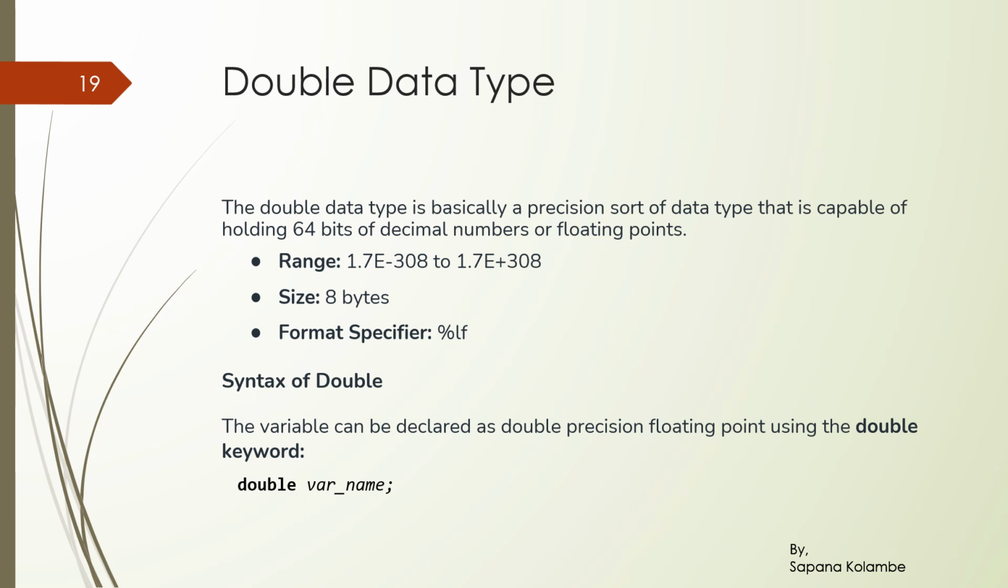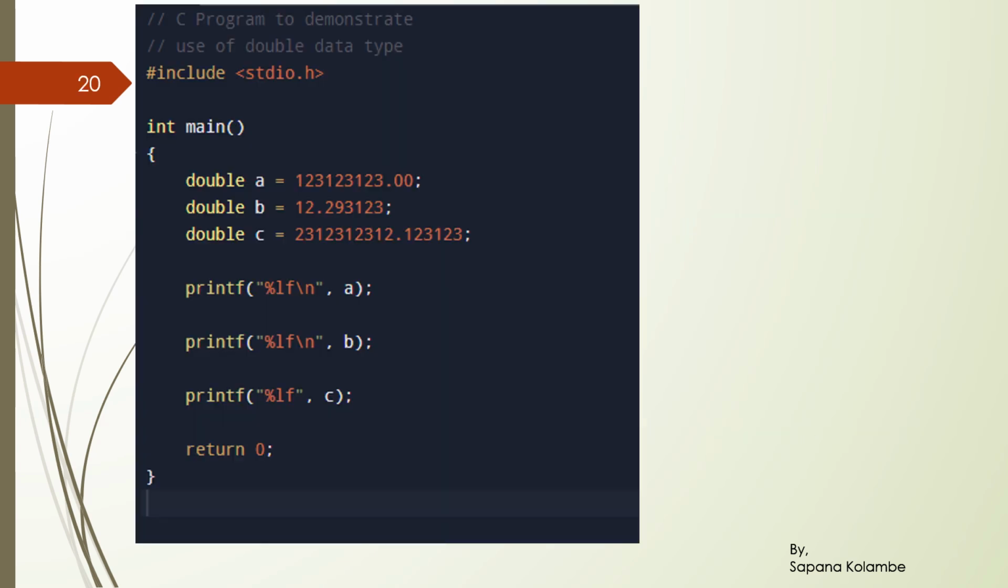Now double data type is the same as the float data type, only the range will be different. The range will be higher. The float is a 32-bit decimal number, and the double is a 64-bit decimal number, and that's why its size is 8 bytes, and the format specifier is %lf. Okay, it is the same as how we did in the float.